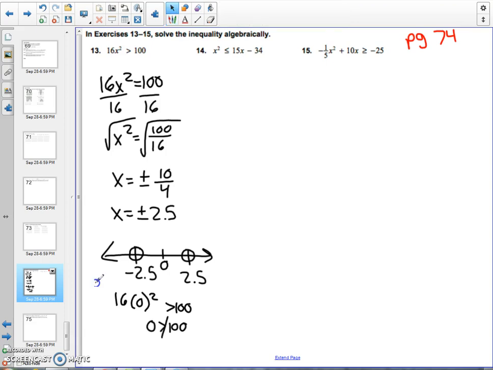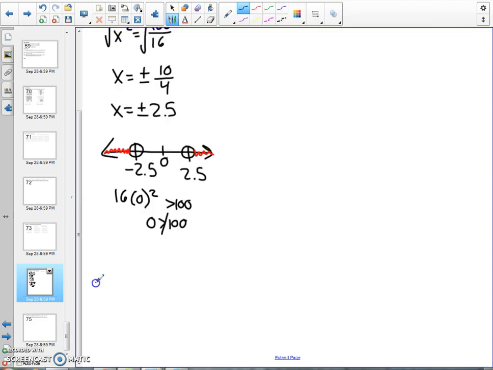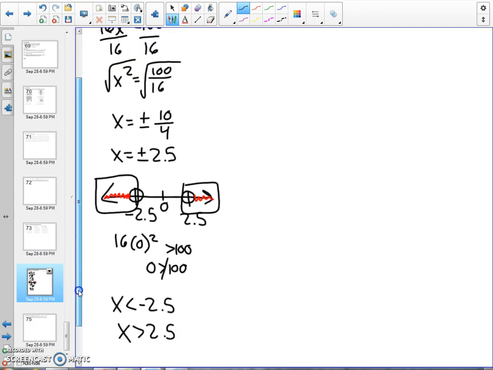So I know 0 is not a solution, so that must mean everything outside of the 2.5 and negative 2.5 are solutions. So we would say our solutions are x has to be less than negative 2.5, and that deals with this end here, or x is greater than 2.5, and that deals with this side of the solution. Any x value less than negative 2.5 or greater than positive 2.5 would make this original inequality true.